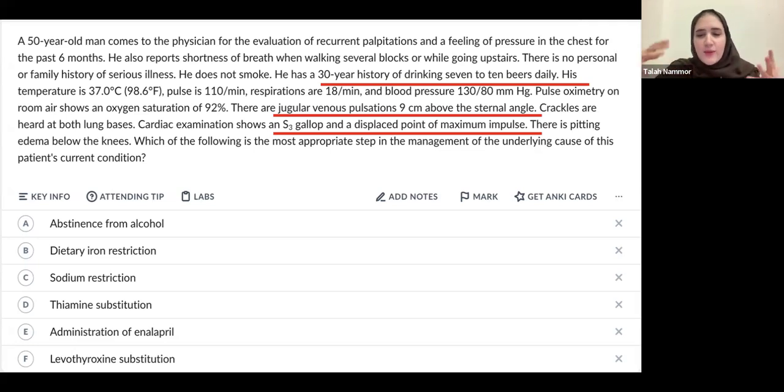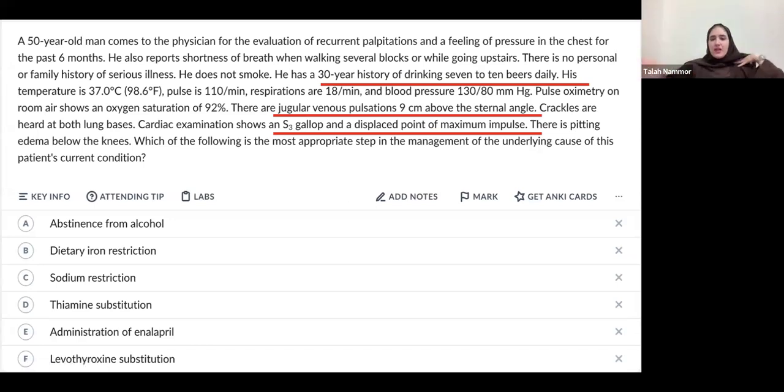But why do you think we have heart failure? Alcohol is directly associated with which cardiomyopathy? Dilated. Okay. And here we have all the symptoms of dilated because we have an S3 gallop and a displaced maximum impulse. It means the left ventricle is dilated and the apex is no longer at the fifth intercostal space, but rather down or maybe up. They said displaced, they did not mention where. And we have jugular venous pulsation. Why? Because the blood is pulling back.